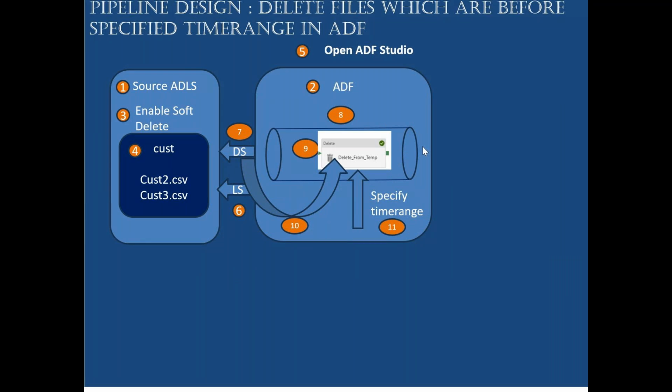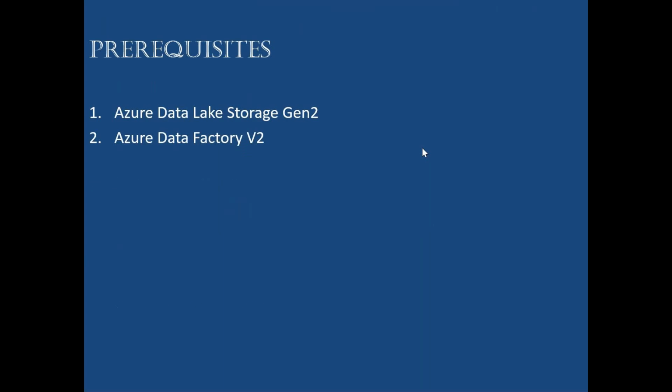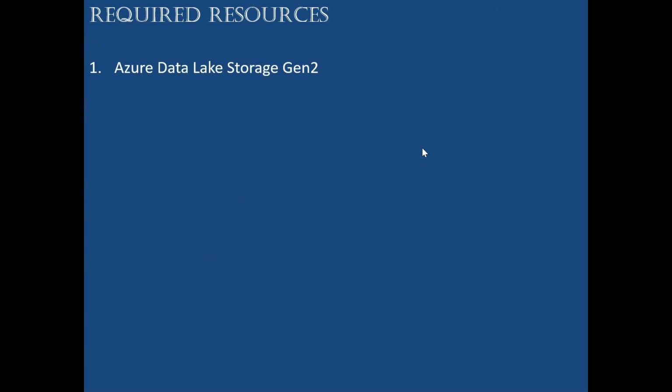So any questions here? So finally we need to run the pipeline. Okay. Fine. Prerequisites are we need to create data lake, data factory, integration runtime, all these things you know, team. So required resources are data lake storage and data factory. Okay, we need to create these two only.